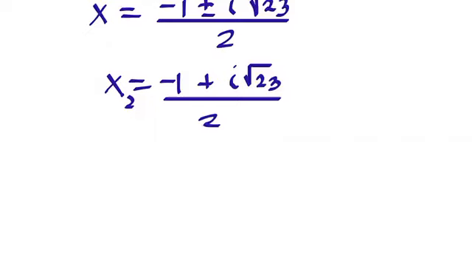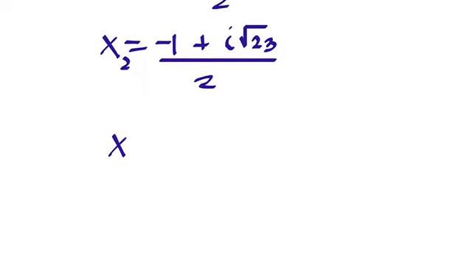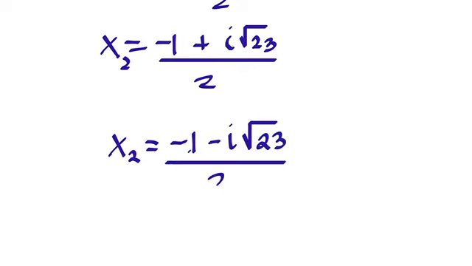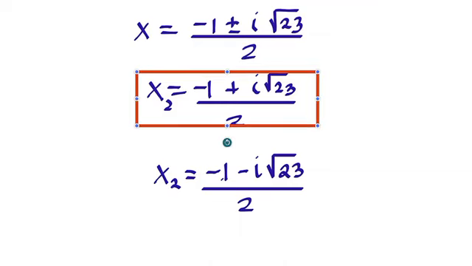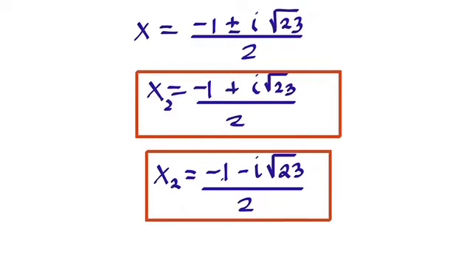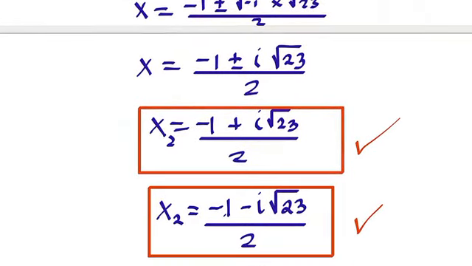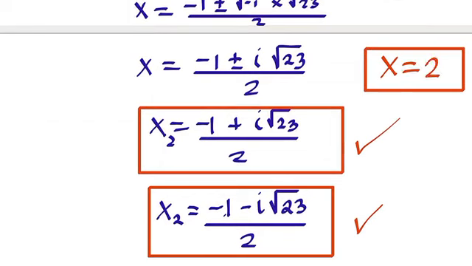Then we have x3. Considering the negative part, we're going to have minus 1 minus i root 23, all divided by 2. So therefore, we have this, and this, and we also have the first one, which is the real one, x equals 2. So these are the three possible solutions we have at the end of the class.